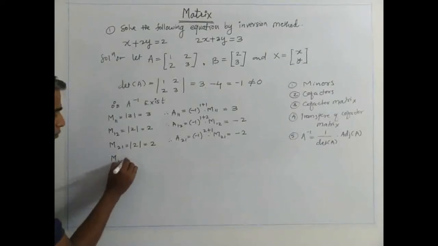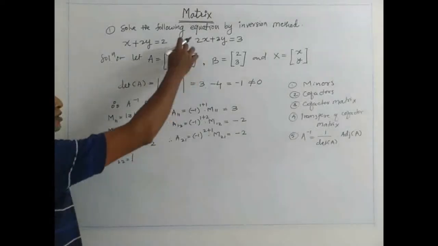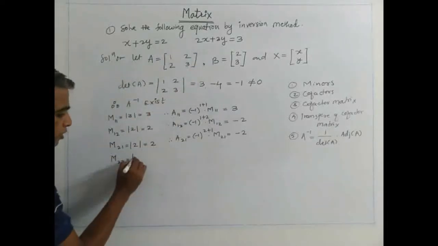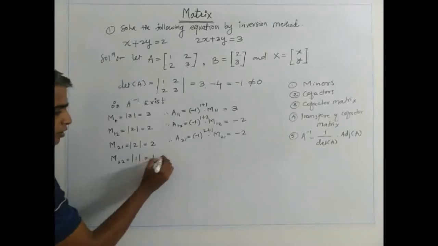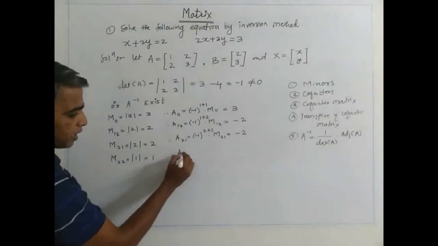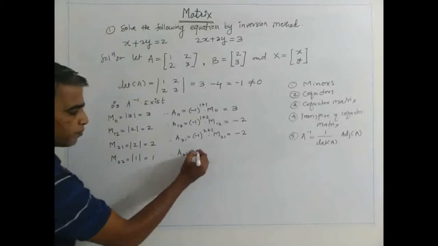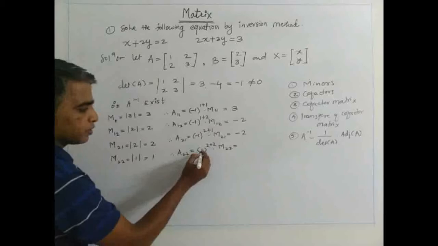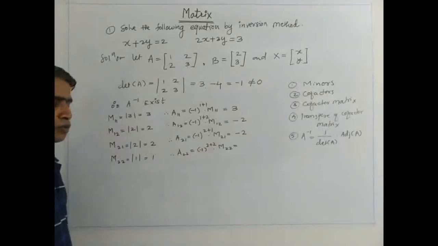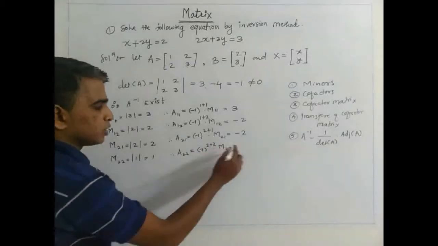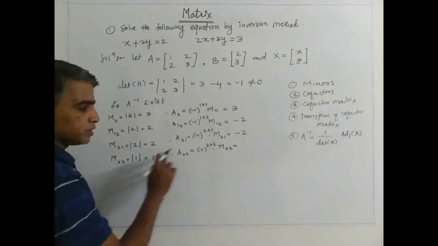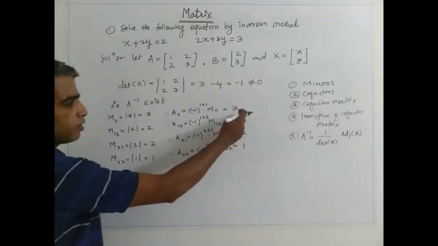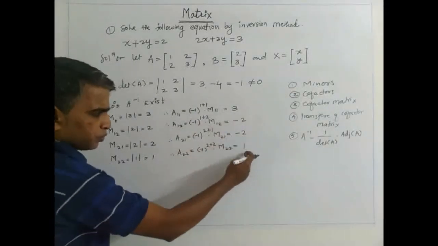Now the last one, M22, which means second row, second column. The value 3 lies in the second row, second column. Delete the respective row and column. After deleting, we get determinant of 1, and the determinant of 1 is 1. At last, A22 is equal to minus 1 raised to 2 plus 2, into M22. Now 2 plus 2 is 4, and minus 1 with an even power gives a plus, and the M22 value is 1, so the result is plus 1. So these are the cofactor values we got: 3, minus 2, minus 2, 1.